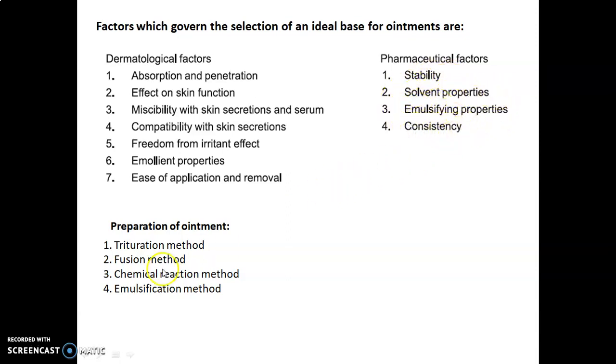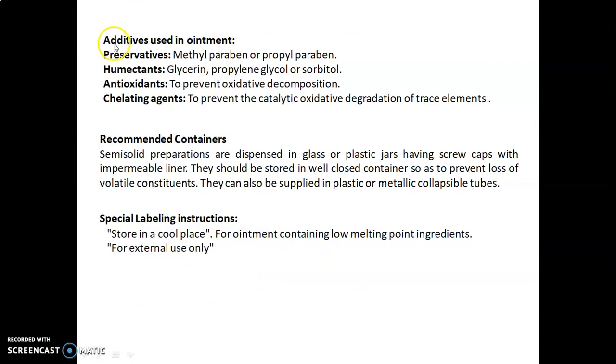and consistency. Then for preparation of ointment there are four methods: trituration method, fusion method, chemical reaction method, and fourth, emulsification method. Let's discuss the additives used in ointment: preservatives, methyl paraben or propyl paraben; humectants, that are glycerin, propylene glycol or sorbitol; antioxidants, which are used to prevent oxidative decomposition; and chelating agents, used to prevent the catalyzing of oxidative degradation by trace elements.